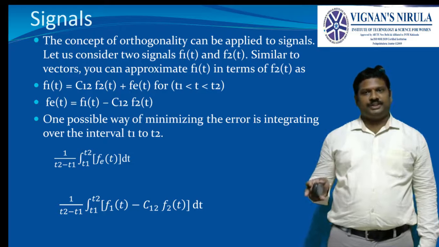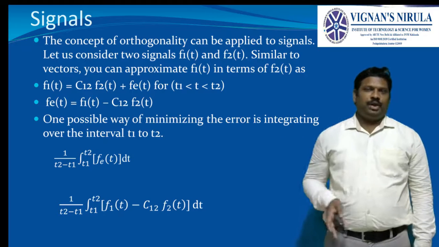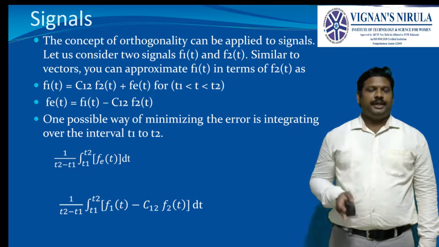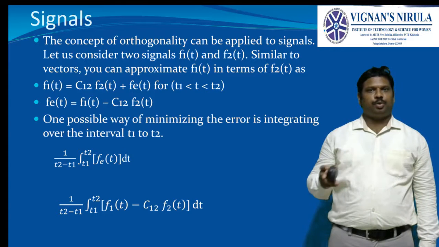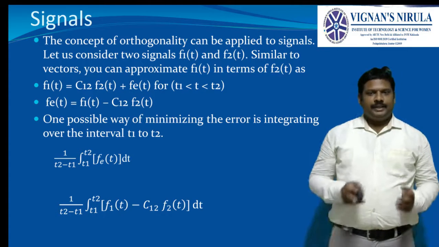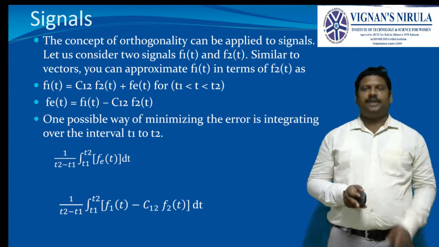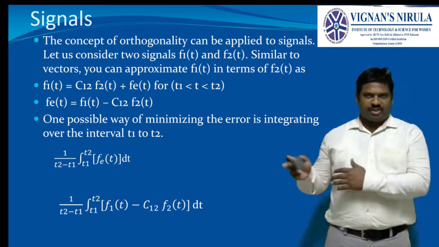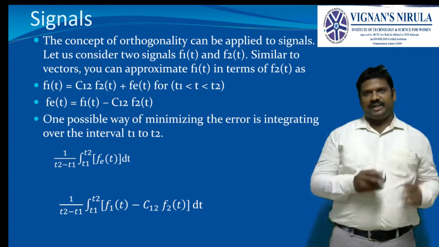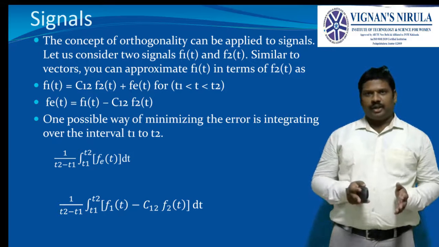One possible way of minimizing this particular error is by integrating over the interval t1 to t2. That is 1 by t2 minus t1 integral of t1 to t2 fe of t dt. Similarly, 1 by t2 minus t1 integral of t1 to t2 f1 of t minus c12 into f2 of t dt. This error calculation will give positive values in the positive time and negative values in the negative time. These positive values and negative values will cancel each other, therefore indicating the total error is 0. But it is not the correct value.